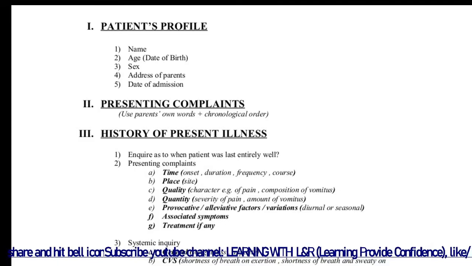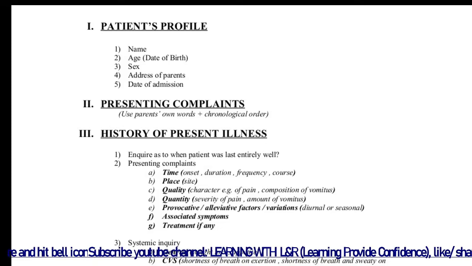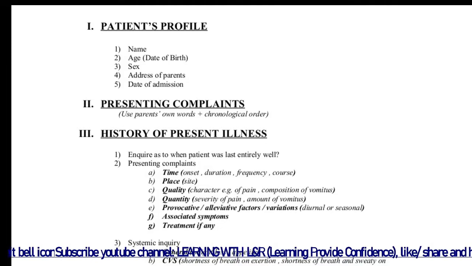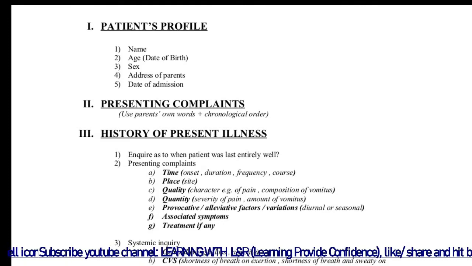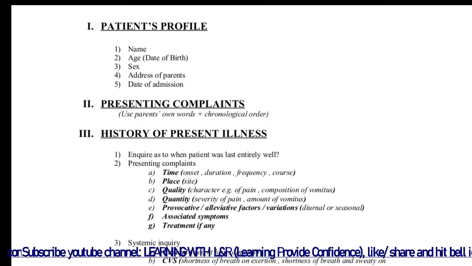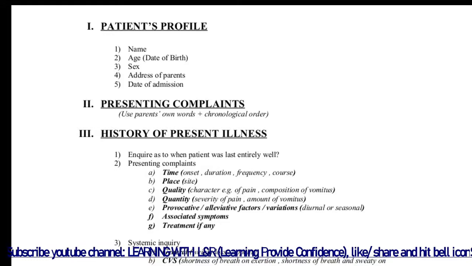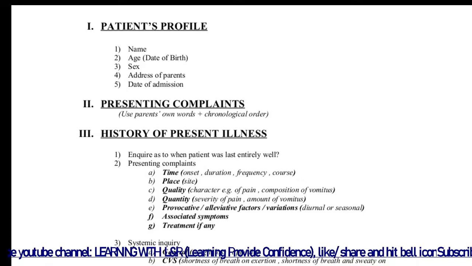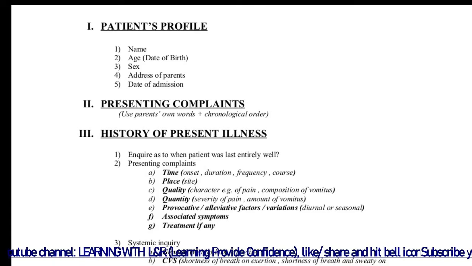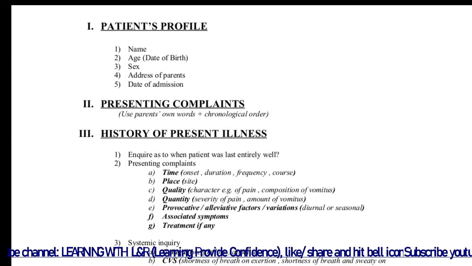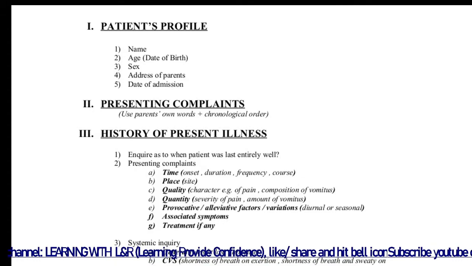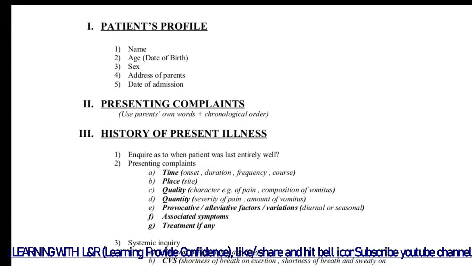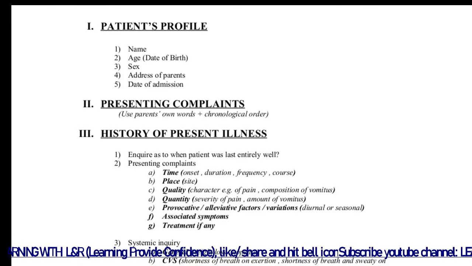Then composition of vomitus, if vomiting is present: is it liquid, or which kind of things are present in the vomit? Then quantity, severity of the pain and amount of the vomit, for example. Then provocative factors. Provocative means which factor makes the pain worse, and relieving factors, which make the pain moderate so that the patient can bear that pain, right?